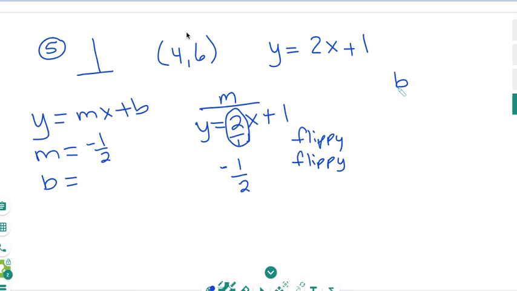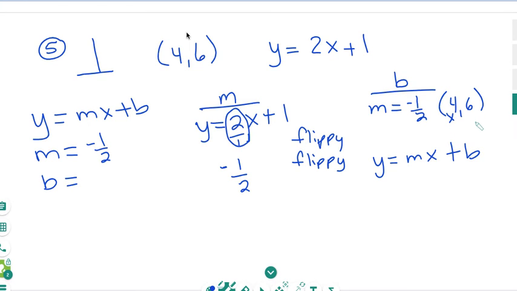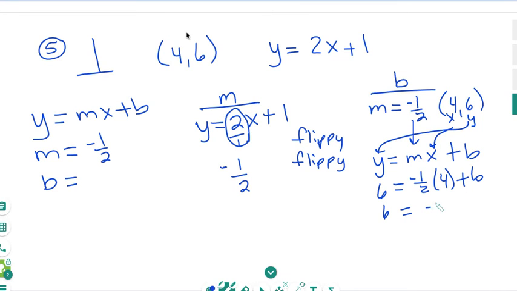Now I'm going to find my new b. So I'm going to use my slope that I found, which is -1/2, and the ordered pair that they've given me, 4, 6. I'm going to use the formula y equals mx plus b. This is my x, this is my y. I'm going to put my 6 in for my y, my 4 in for my x, and my -1/2 in for my slope. So I'm going to have 6 is equal to -1/2 times 4 plus b. I'm going to have 6 is equal to -2 plus b.